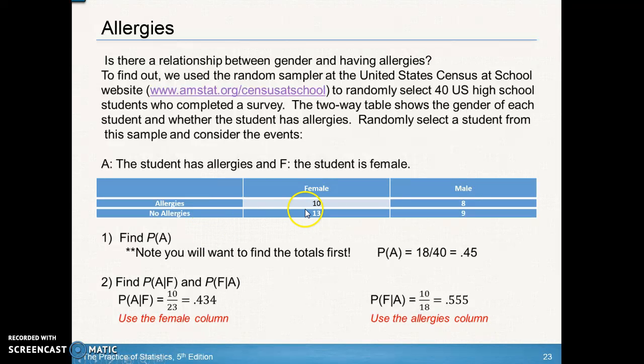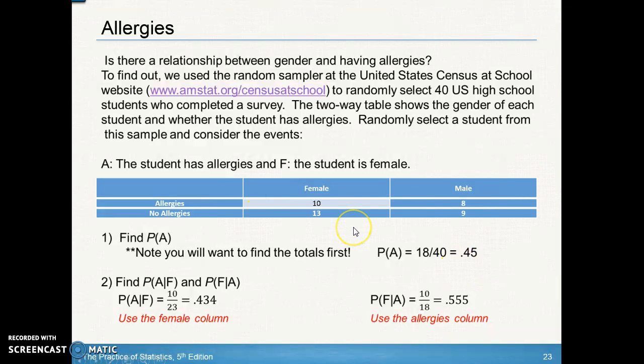Okay, a couple things I just wanted you to note. Number one, notice how we've defined A and F. If you're going to use A and F, or use symbols instead of writing out the answers, you need to define what they are. So A is that they have allergies; F is that they are female. So find the probability of A. Notice A, we've defined it to be allergies. Don't just write the probability of A without defining A. Remember, you want to show your fraction and your decimal answer.